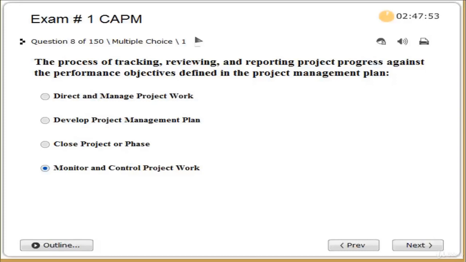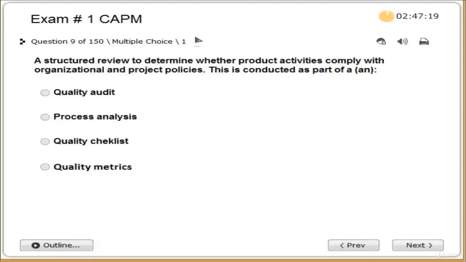Option B. The process of defining, preparing, and coordinating all subsidiary plans and integrating them into a comprehensive project management plan. The project's integrated baselines and subsidiary plans may be included within the project management plan. Option C. Close project or phase is the process of finalizing all activities across all of the project management process groups to formally complete the phase or project.